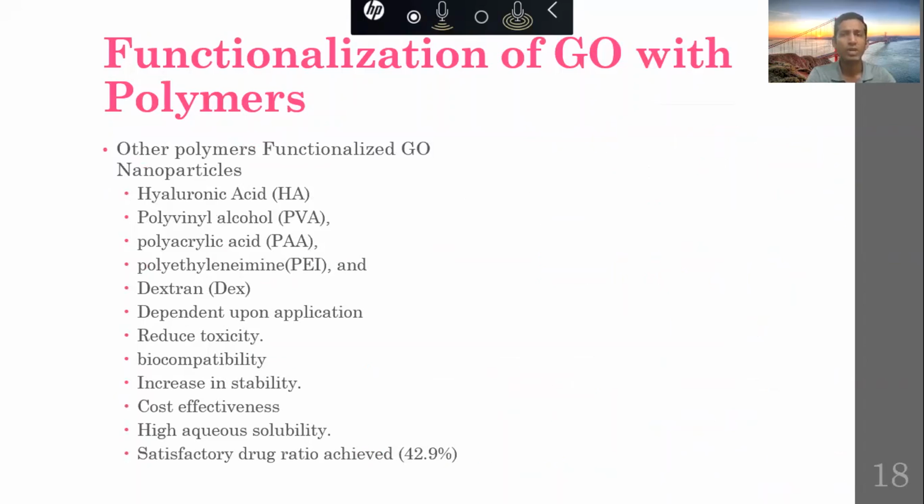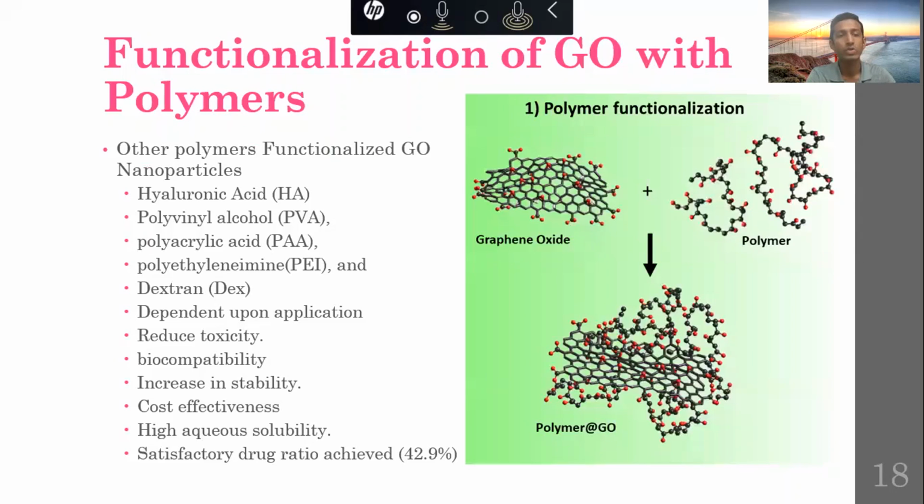There are several other materials which can be used to functionalize graphene oxide. They include HA, PVA, PA, PEI, and DEX. The usage of these materials is dependent upon the application. They are used to reduce toxicity, increase biocompatibility, and increase stability. Cost effectiveness is achieved for HA functionalization with graphene oxide, and HA also results in high aqueous solubility and a satisfactory drug ratio, which is 42.9%.